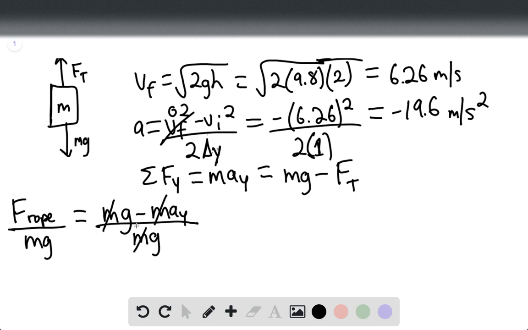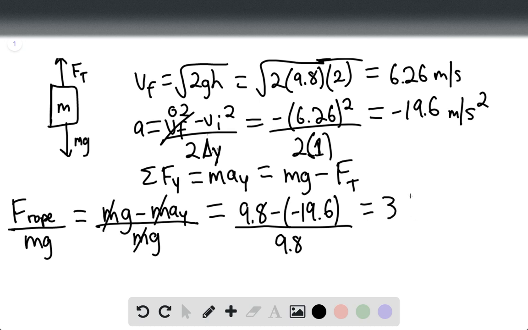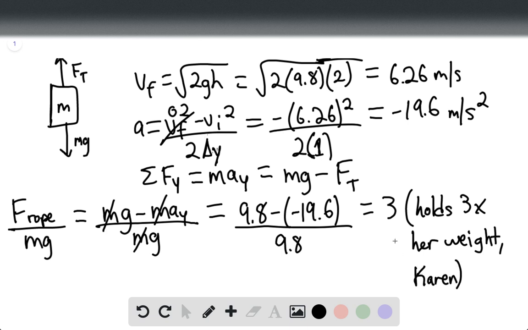The m's cancel out, and this is giving us 9.8 minus negative 19.6, divided by 9.8, and this is giving us 3. So essentially the rope holds 3 times her weight. Again, this is for Karen. So the rope can hold 3 times her weight.